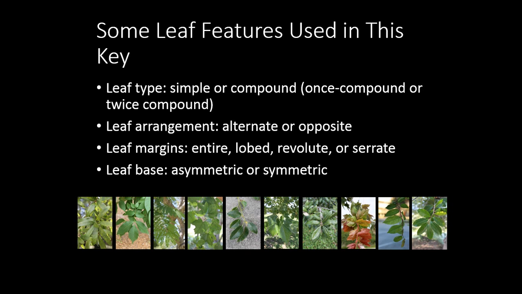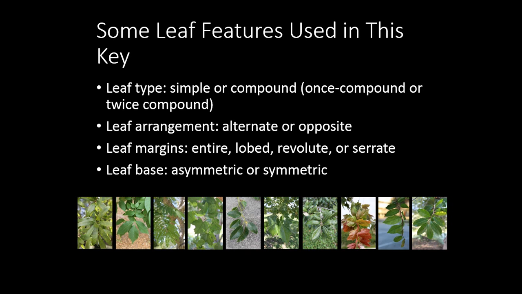Looking at leaf margins, are they entire, so the leaf edge is smooth and there's no bumps or teeth or anything like that? Are they lobed, like at your earlobe, you'd see on a maple or an oak? Are they revolute? Revolute being that cupping, that spoon-like shape to certain leaves like live oaks, or are they serrate? Do they have kind of like knife serrations on the leaf margins?